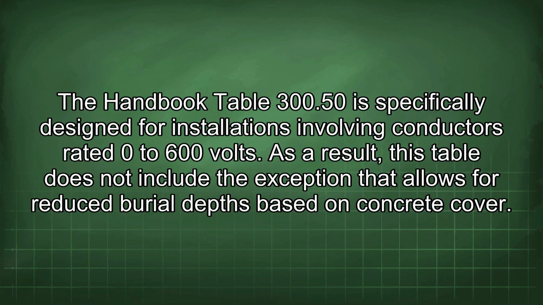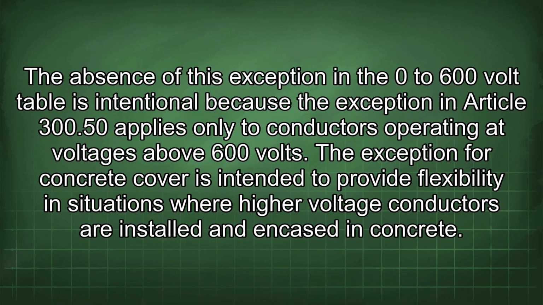The Handbook Table 300.50 is specifically designed for installations involving conductors rated 0 to 600 volts. As a result, this table does not include the exception that allows for reduced burial depths based on concrete cover. The absence of this exception in the 0 to 600 volt table is intentional because the exception in Article 300.50 applies only to conductors operating at voltages above 600 volts.